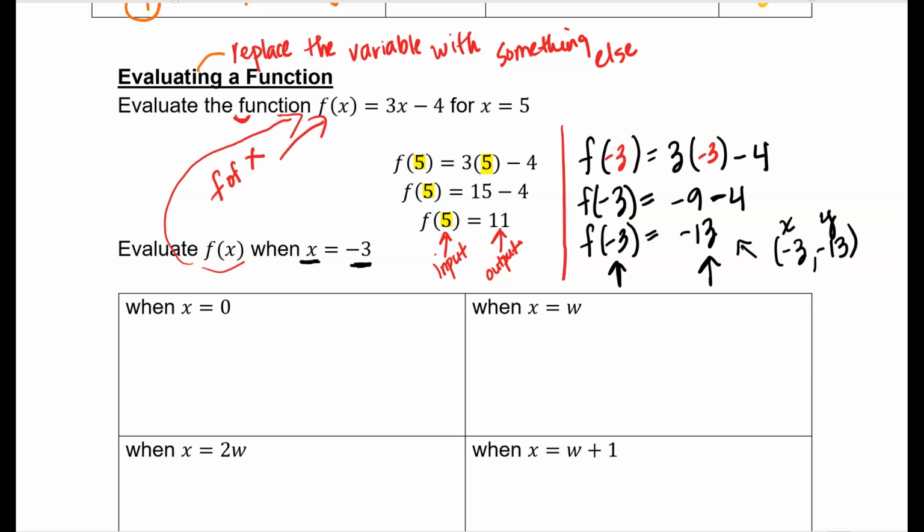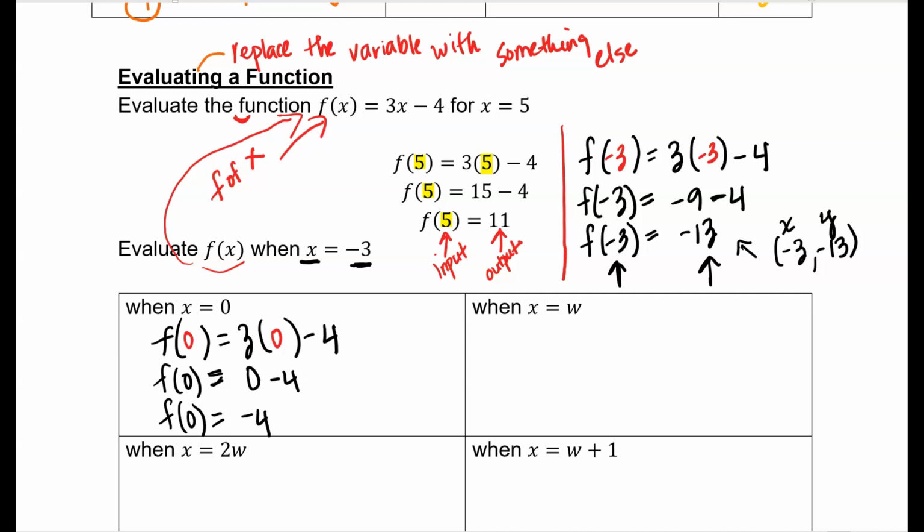We're going to evaluate the same function, but when x equals 0. So again, as a rule of thumb, just go ahead and put a parenthesis wherever you're replacing your variable with something. So we're going to replace our x's with zeros. So we have f of 0 equals 0 minus 4, since 3 times 0 is 0. So we have f of 0 equals negative 4, since 0 minus 4 is negative 4. Now, make sure that you understand your integer rules.